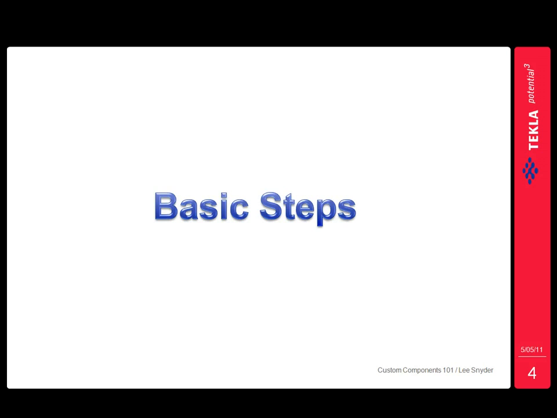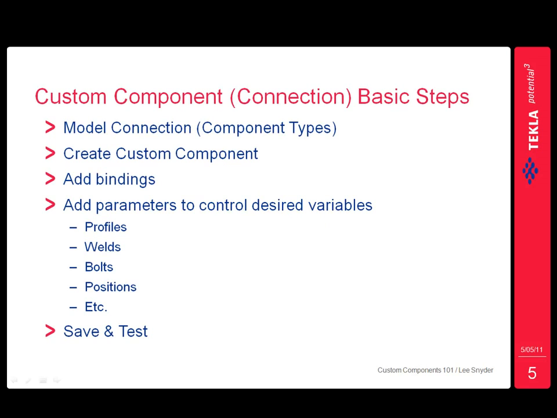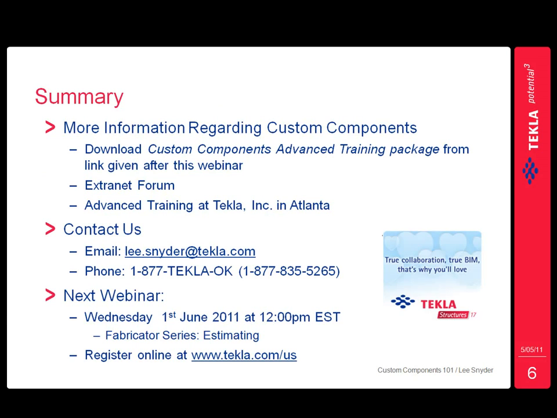Do you want to just do a quick review on what we've done? Yeah, sure. Just to review the basic steps of what we did. We did a connection type component. So I modeled in the connection. Then I created the custom component by defining the parts that would make up the connection, the main part and the secondary part. We added the bindings. Then we add the parameters to control the profiles, the welds, the bolts, and everything like that. And then we would just save it and test it to make sure that everything was working. So in a real quick nutshell, that's basically what we did.